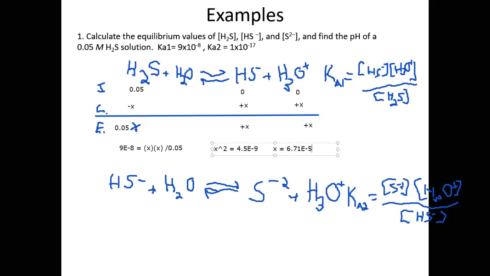So that's X. Now that it's defined, the concentration of all species, H2S we said was unchanged. So let me write it down here. H2S.